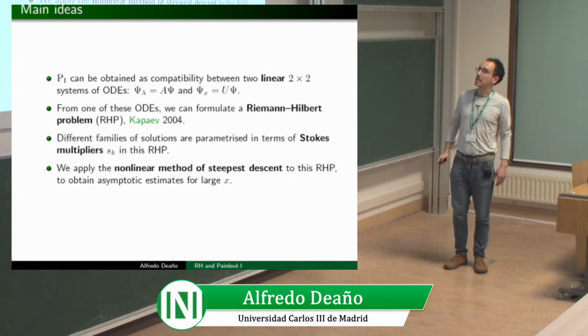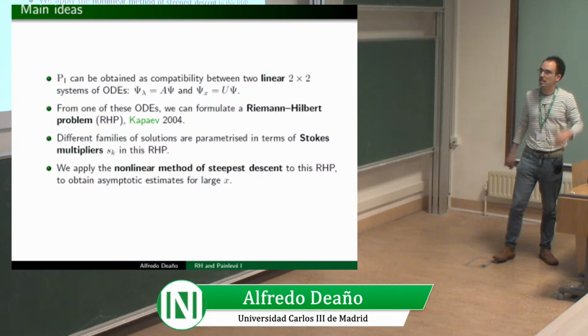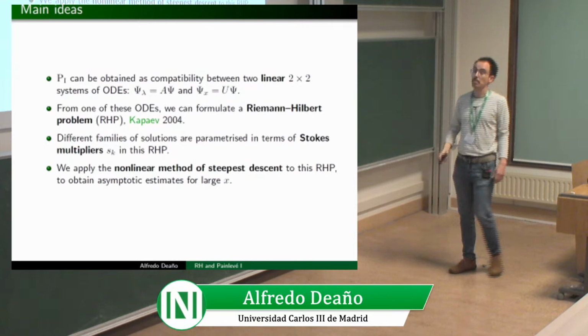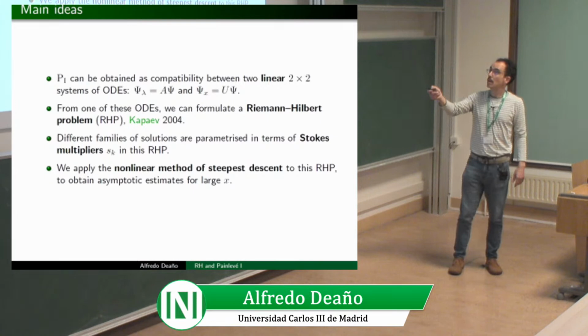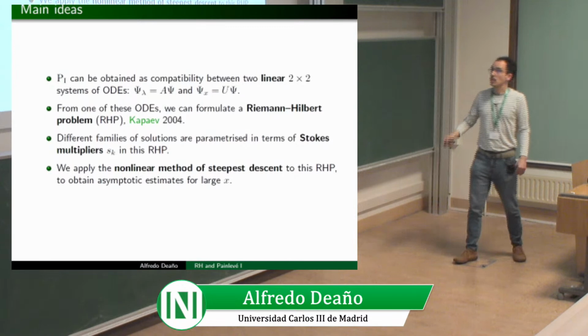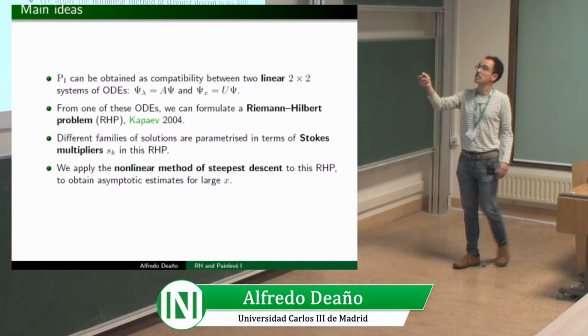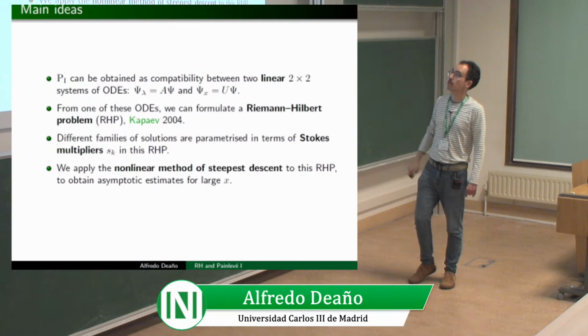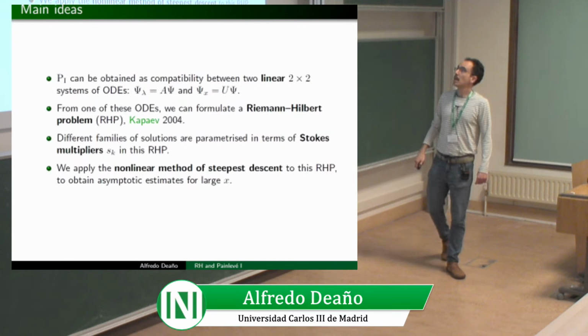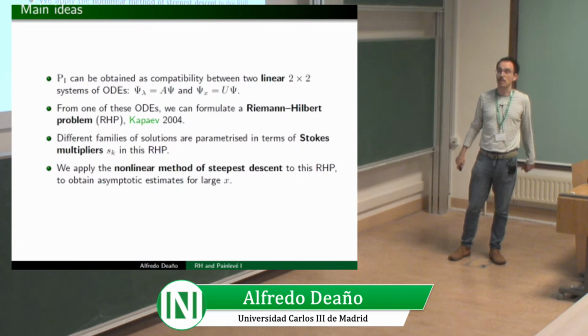So how does it work? Before I go into the crazy details, the main idea of how you work with Painlevé equations from this point of view is that you get the Painlevé equation, Painlevé I in this case, from compatibility between two linear 2x2 systems of ODEs. You have a 2x2 function psi that depends on two variables. Lambda is typically a spectral variable, and x is the Painlevé variable. You have these two systems with rational matrix coefficients, A and U. You take the first equation, this equation in lambda, and you formulate a Riemann-Hilbert problem, which I'm going to show. You have to prove that it has a solution under certain conditions. And from compatibility of the system, you recover the corresponding Painlevé function.